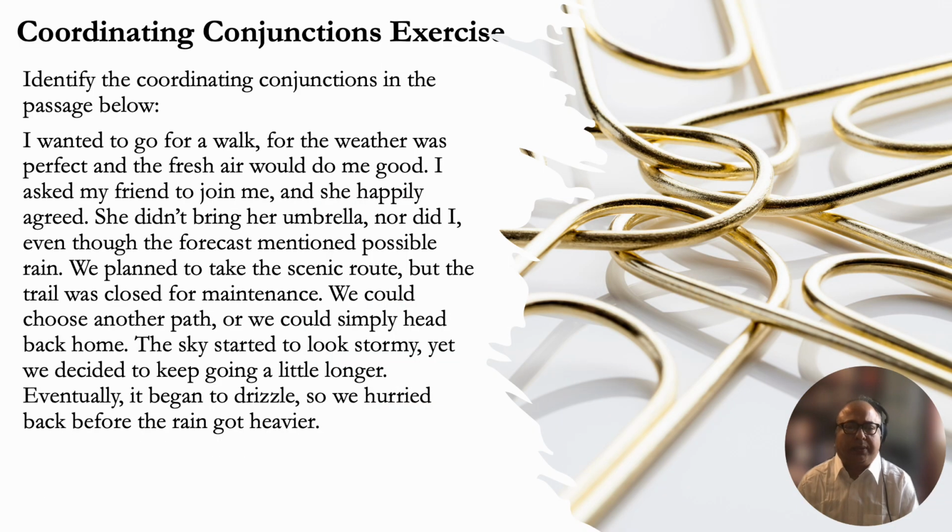And let's do a mini exercise here. In the passage, there are several coordinating conjunctions. I need you to read the passage carefully and identify them. Okay? Pause the video here and do the exercise. Here are the answers. Can you see that these are all FANBOYS? For, and, nor, but, or, yet, so. All right.